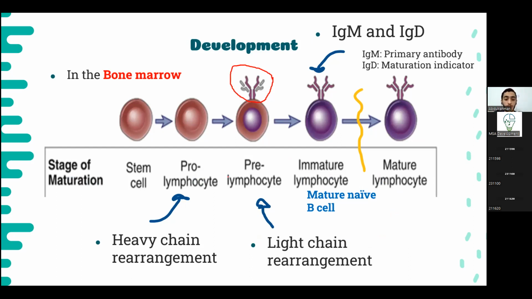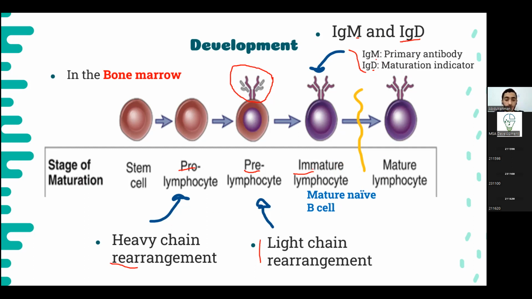As you can notice, for example, in the first stage, it's a pro-lymphocyte. What happens here? It's a change in the B cell receptor. In the pre-lymphocyte, there's another change. In the immature lymphocyte, there's a third change. Now we have the IgMs and IgDs. Now, once you have an IgD, IgD is an indicator that this cell has now matured. Since it matured, it's allowed to leave the bone marrow and go to the secondary lymphoid organs. That's why I drew this line, so that after it's mature, it has the IgDs, it has the IgM, it could leave to the secondary lymphoid organs where it could be activated.